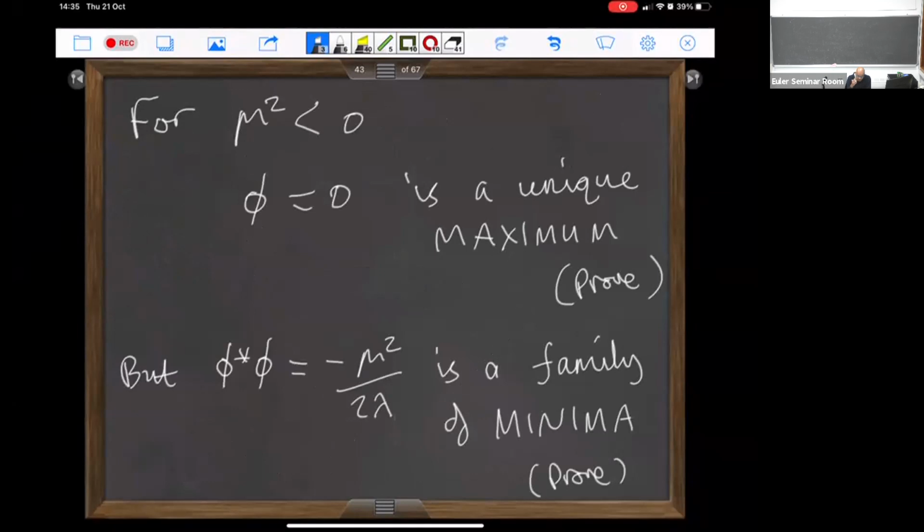Now for mu squared negative, it turns out that the phi equals 0 critical point is a unique maximum. So an exercise for you to do is to prove that. But for the other class of solutions, namely phi star phi is minus mu squared over 2 lambda, those are actually minima, and I'll leave it to you as an exercise to show that.